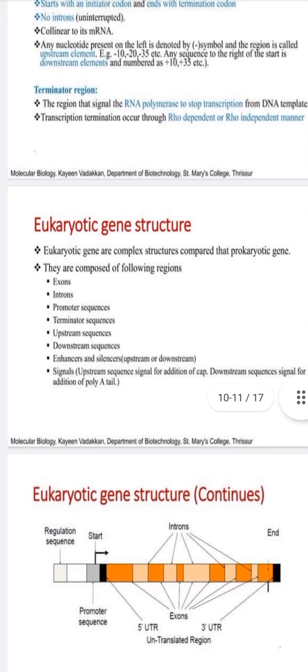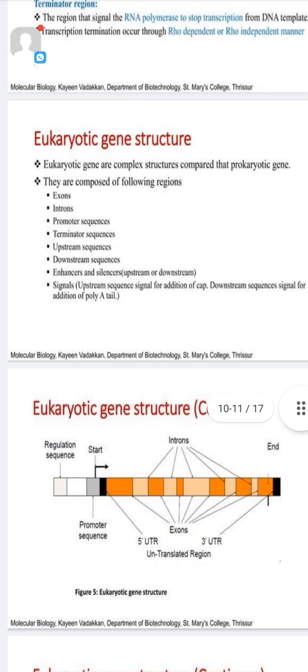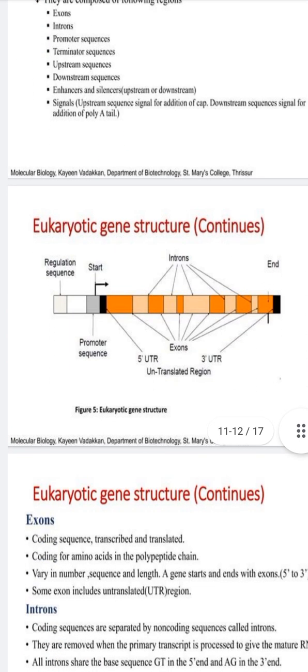Coming to the eukaryotes, comparatively eukaryotes are more complex, and they have exons, introns, promoter sequences, terminator sequences, upstream sequences, downstream sequences, enhancers, silencers, and signals, everything. So this is a picture which will explain the process.